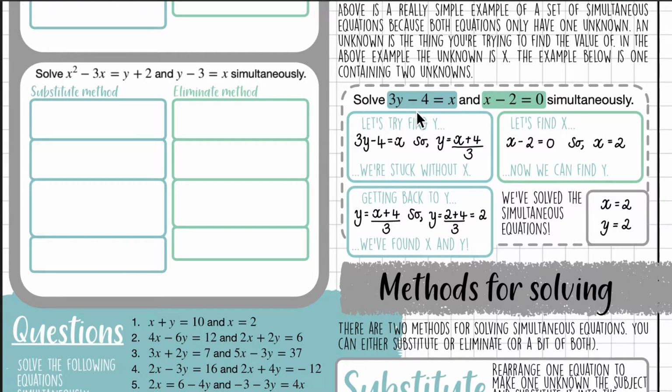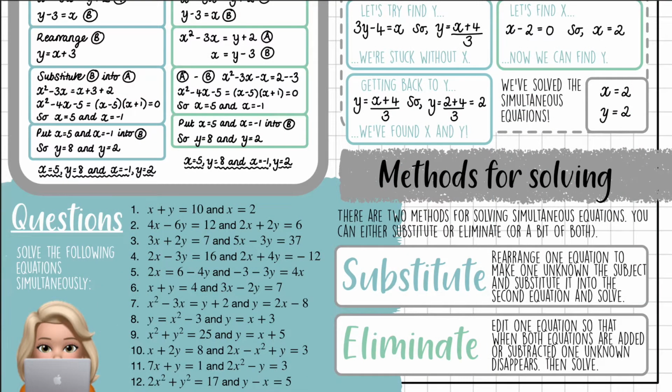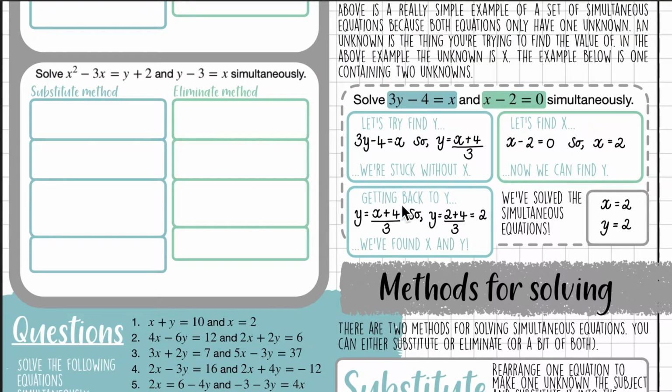So here we just did an example of solving two equations simultaneously. In general, there are probably two methods for solving simultaneous equations. One is the substitute method and one is the eliminate method. The substitute method involves rearranging one of the equations to make one unknown the subject of the equation and then substituting that value of the subject into the second equation. That is what we did up here.